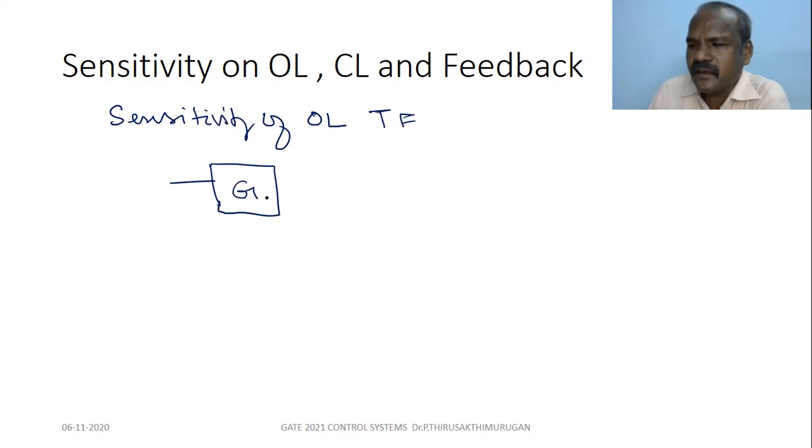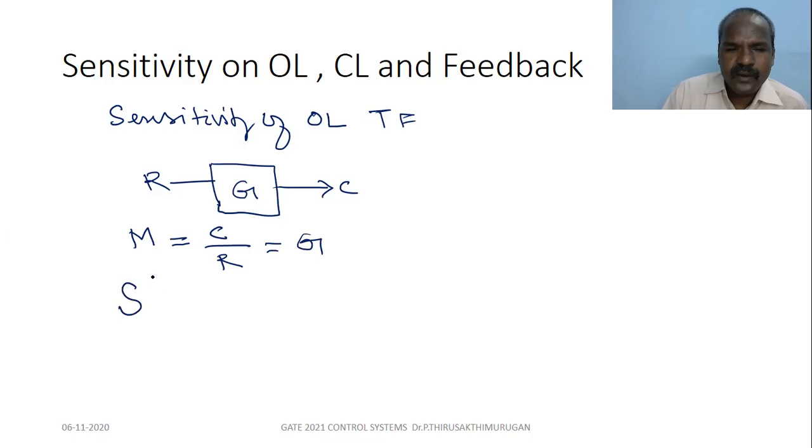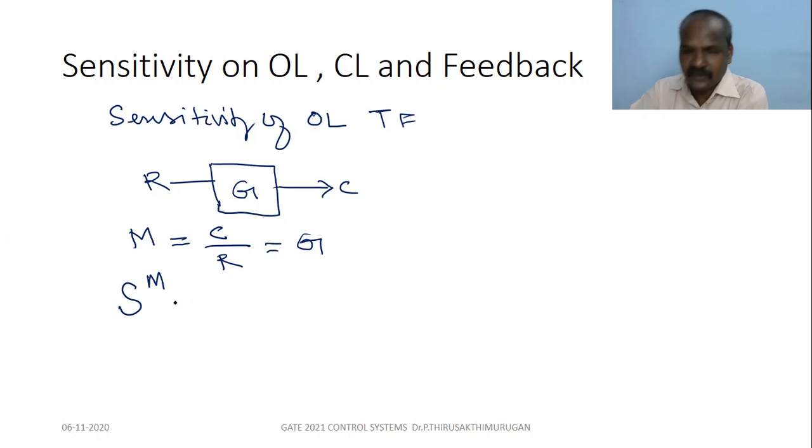Say G, input is R, and output is C. So the overall transfer function is M, M equal to C by R. This is the gain value. Actually, we want the sensitivity of M with respect to parameter variations.